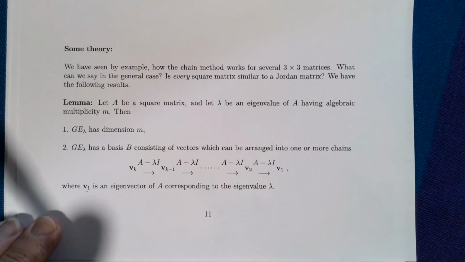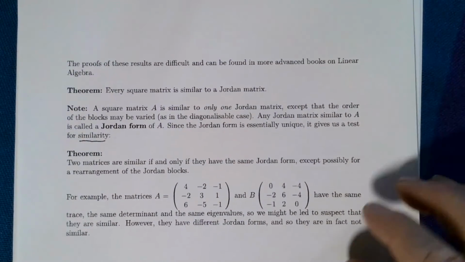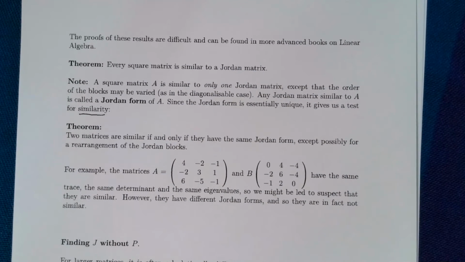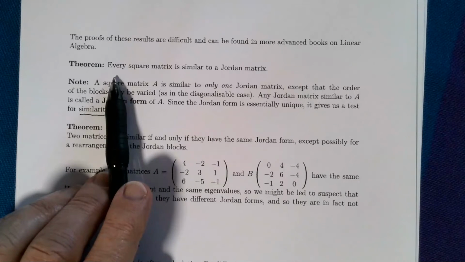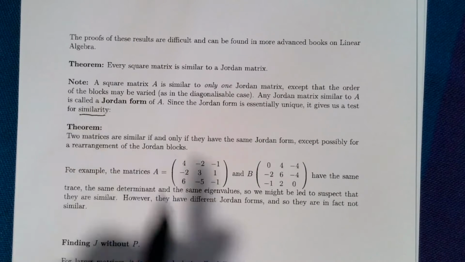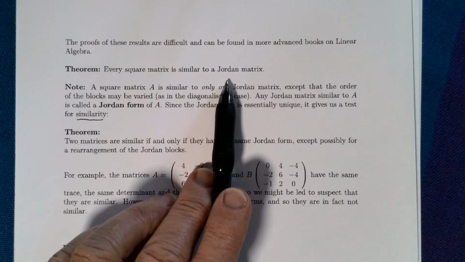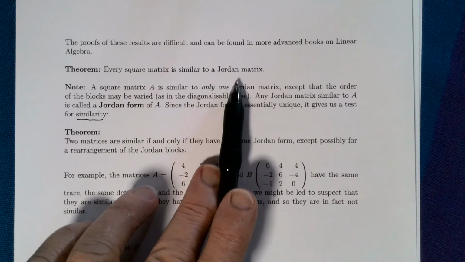Now, the proofs of these facts are difficult, and I'm not going to do them here. You need to look in more advanced books on linear algebra to see all the technical proofs of these. As you might imagine, they're not trivial, and our main theorem is that every square matrix is similar to a Jordan matrix. And that is a very interesting and very important fact. Every square matrix is similar to a Jordan matrix.